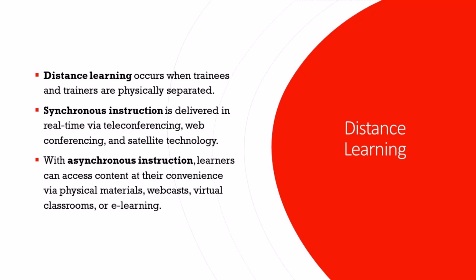Instruction can also be asynchronous, where trainees can access the content at their convenience through physical materials, e-learning, virtual classrooms, and webcasts. A virtual classroom is a more interactive version of e-learning. Think virtual reality meets Canvas. Some distance learning programs require trainees to use their own space and their own computer. Other companies provide a designated space on site for employees to access training that is delivered in real time by an instructor in a different location.